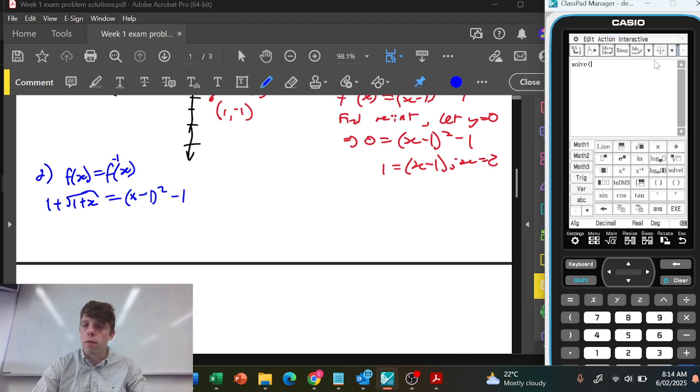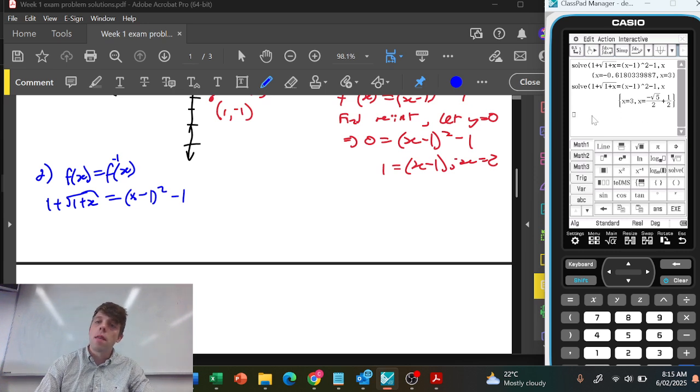Action, advanced, solve. If we type in action, advanced, solve, we can then type in this expression. We have 1 plus the square root of 1 plus x is equal to x minus 1 squared minus 1. And then we go comma x to say we want to solve for x. And then we'll put that into standard form.